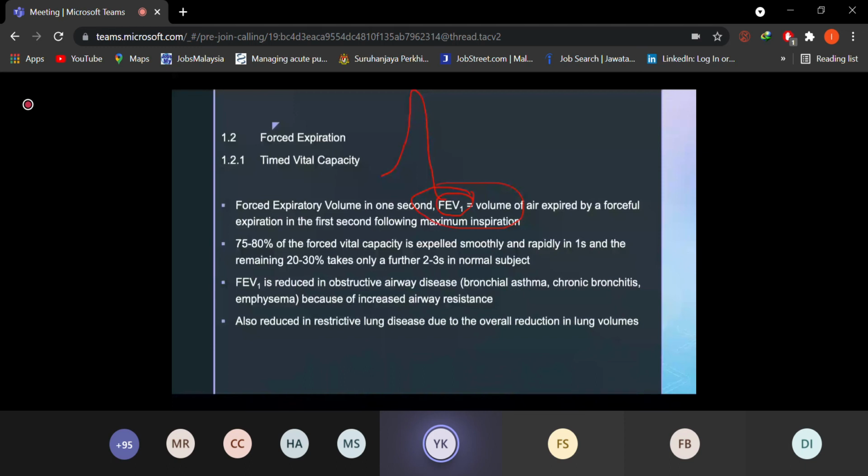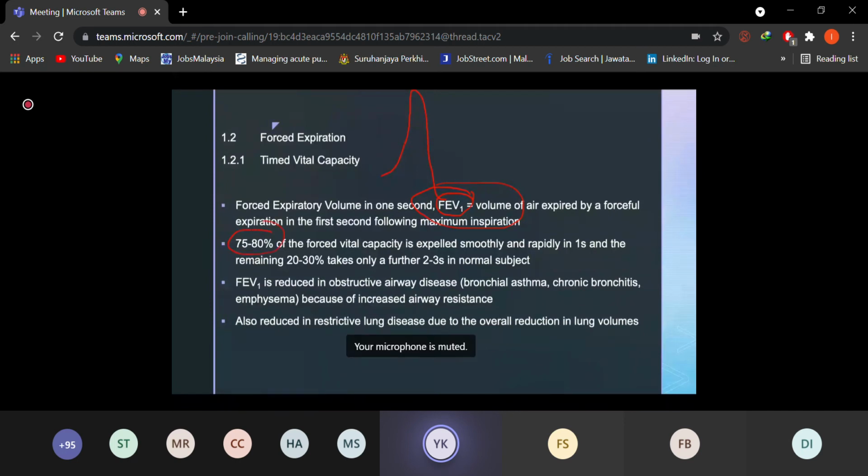All right. Then from the first second you exhale forcefully, that's the volume that we take. That volume is very important. So 75 to 80% of the forced vital capacity is expelled smoothly and rapidly in the first second, and the remaining 20 to 25% takes about a further 2 to 3 seconds in the normal subject. So it means that in a normal healthy person, the FEV1 should be around 75 to 80%, or 0.75 to 0.8.